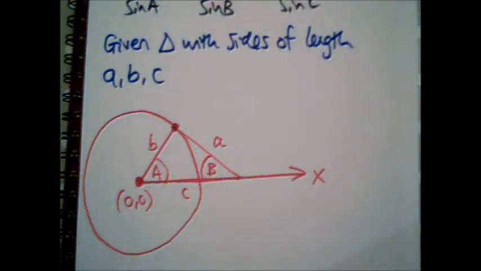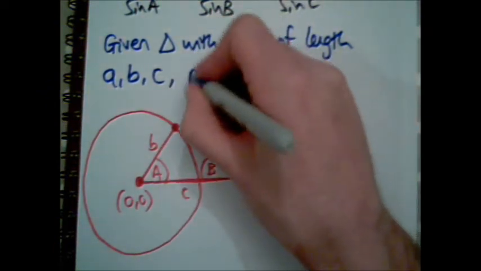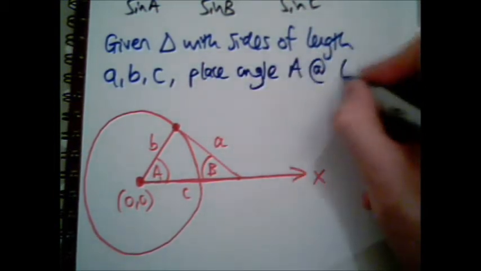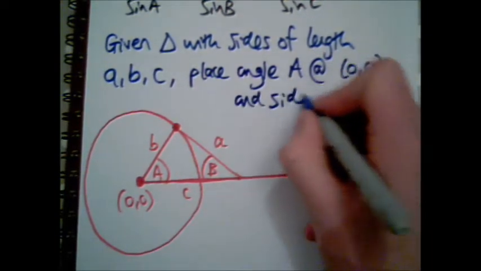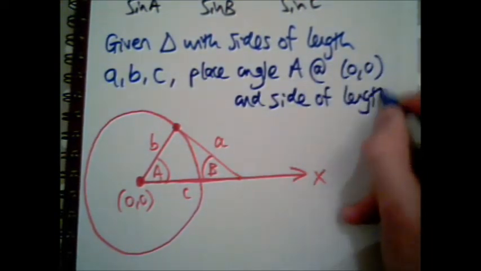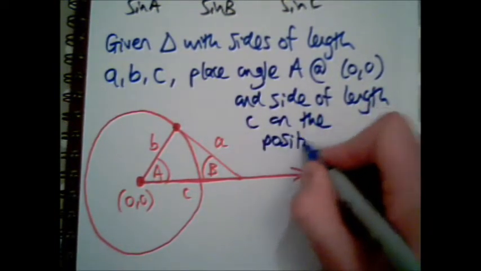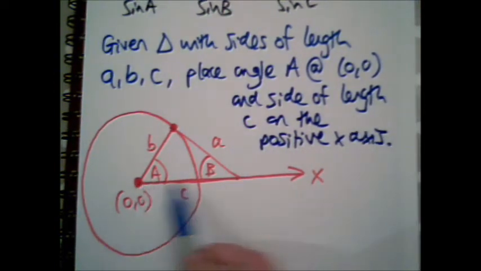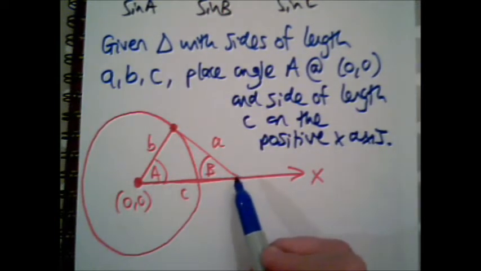Okay. So let's just write down what we did. Given a triangle with sides of length A, B, and C, we place angle A at 0, 0, and the side of length C on the positive x-axis. If that's 0, 0, this is the part of the x-axis that's positive. So that's the positive x-axis.